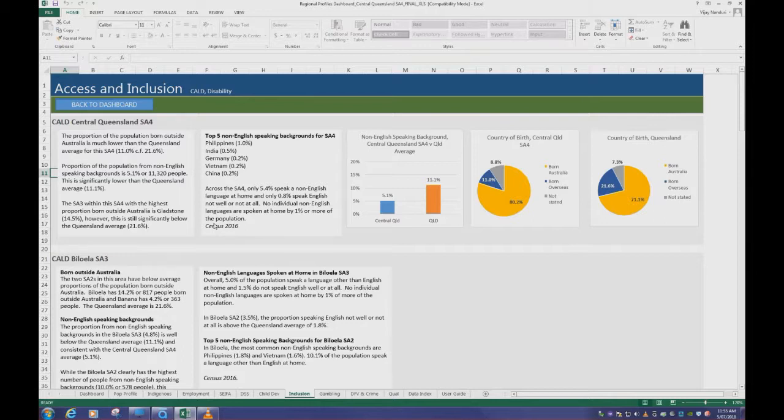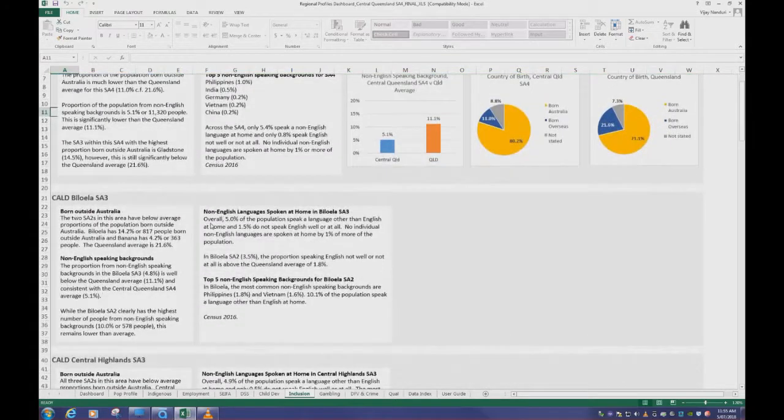Aboriginal and Torres Strait Islander peoples are covered in another tab under the Indigenous, and those who identify as LGBTI are not covered, as there is currently very limited data collected on this group. CALD is presented at the top of this page and is followed by those with a disability.